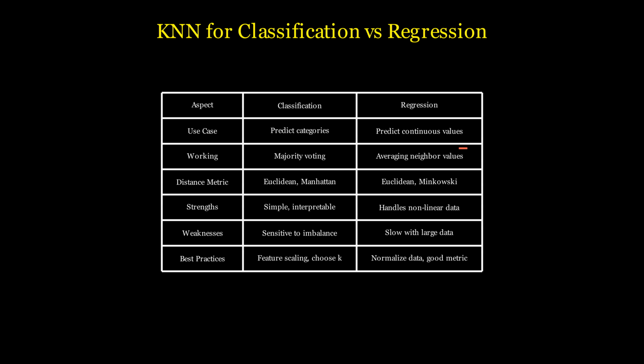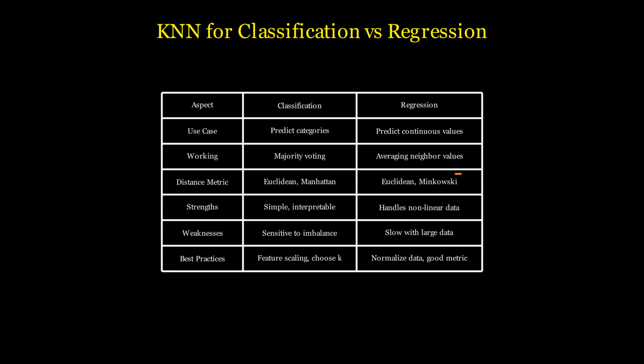Next, let's understand how KNN works in both cases. For classification, KNN uses majority voting among the k nearest neighbors to assign a class label. For regression, it calculates the average value of the k nearest neighbors to predict a continuous output.